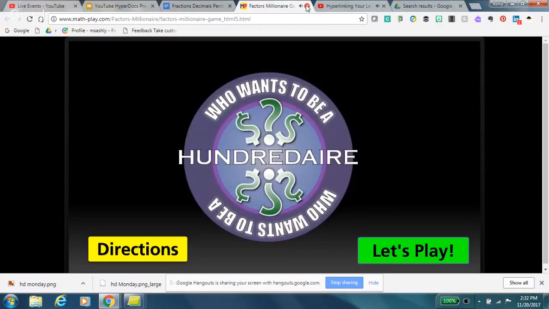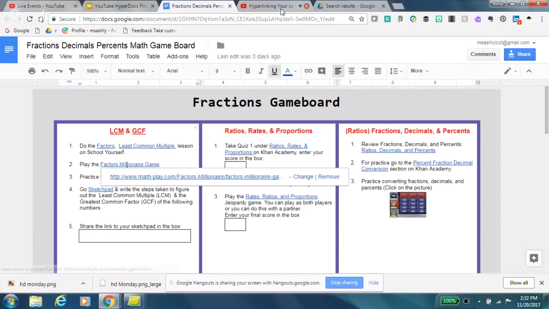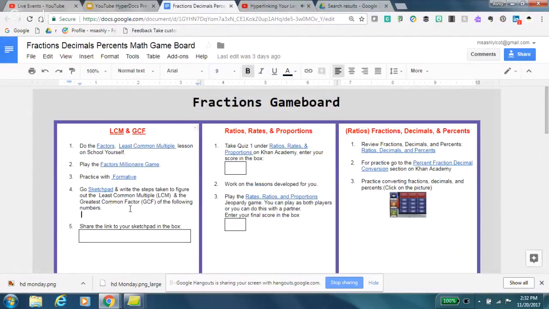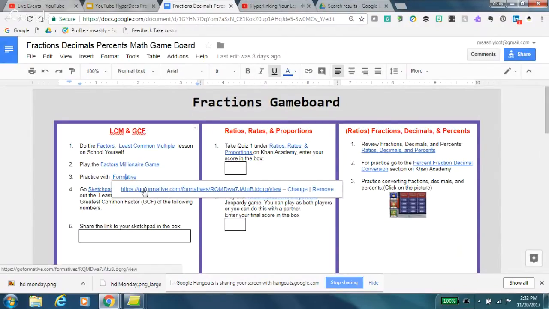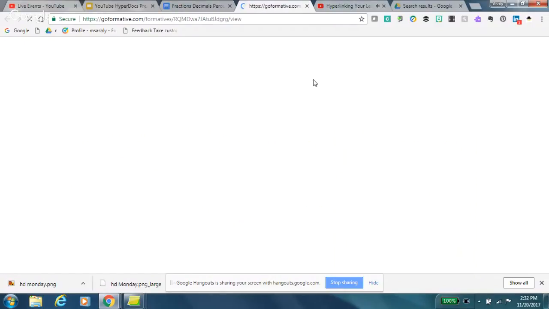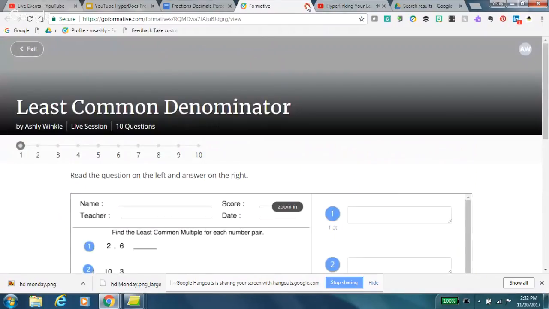This is on Math Play that I've got this one. These are all free. I do want to mention that I don't use anything that's not free because we're in adult education, so we're nonprofit, so we pretty much have to use free. From there, they went and did practice on one of our formatives. So I was able to incorporate formative into this HyperDoc. And they do the additional practice here, finding the least common denominator.